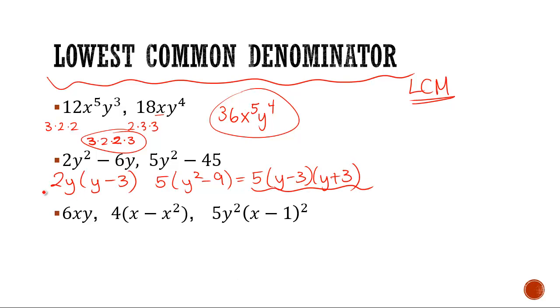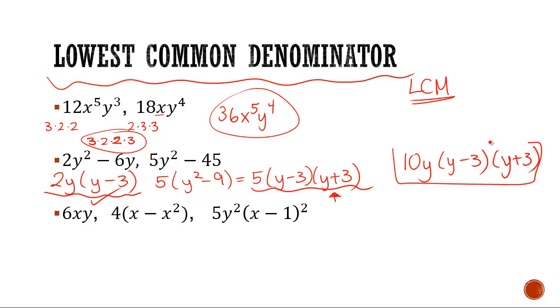So we need the common denominator for those. Well, we want to have a common denominator for 5 and 2, which is 10. We want to include a y, and we want to include a y minus 3. This one's done. So the 5 is in there, the y minus 3 is in there, but we were just missing the y plus 3. So we want to include that as well. So that's our lowest common multiple.